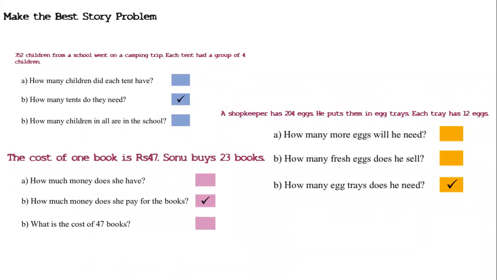Cost of one book is 47 rupees. One person buys 23 books. So the best question: one book is 47, 23 books are purchased, means what is the cost? 47 into 23. So you should ask what is the amount he paid for the books. Like that. The other 2 are meaningless.